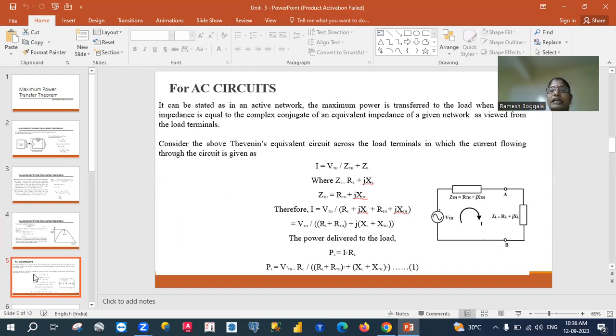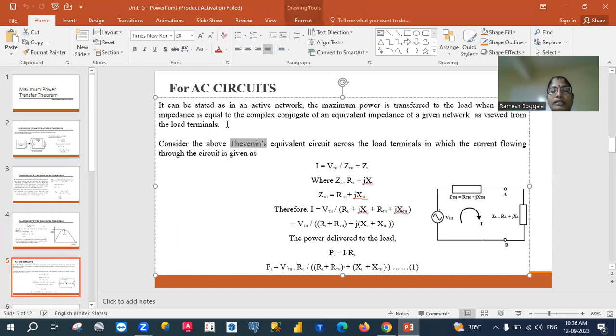It can be stated for an active network that the maximum power is transferred from source to load, but here the load impedance is equal to the complex conjugate of the equivalent impedance given by the network at the load terminal.